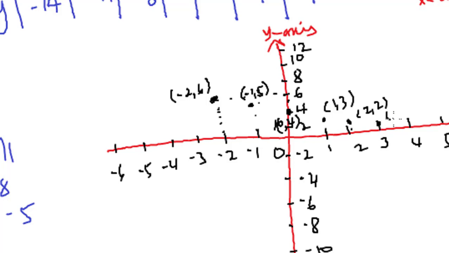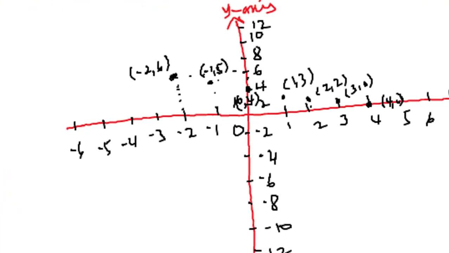Sorry, my work is too compact, so you can't actually see it well, but I'll try and zoom out. Okay, let's move on. So we have a 3 and 1, and the next one is 4 and 0. So we have 4 and 0. So if we are to join our line, you're going to get something like this.